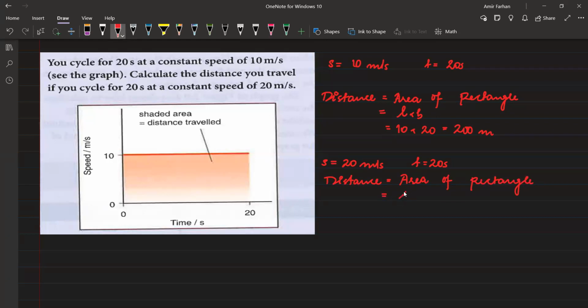Will be equal to L into B, that is 20 into 20, which comes out to be 400 meter. Is this clear to you, Ayaan? Please let me know once, dear.